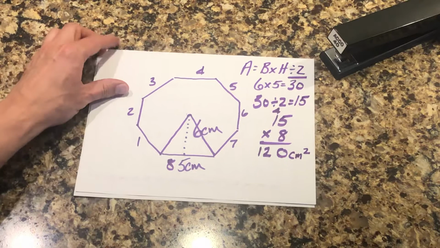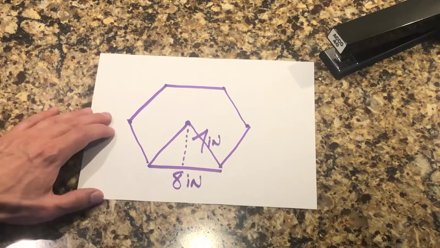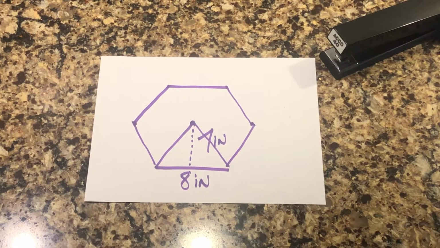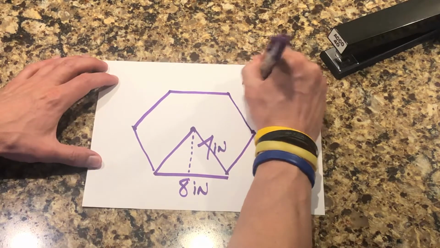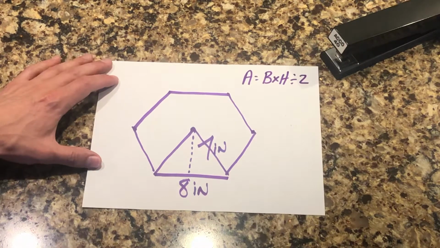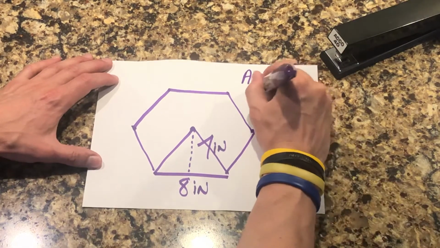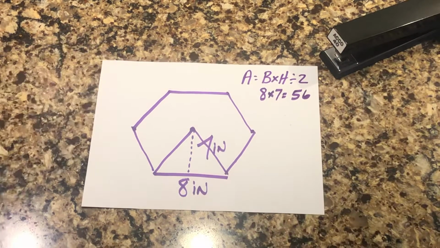The last example I have, if you count up the sides of that shape real quick, you would count up hopefully 6, and this is a hexagon. So again, I'm going to find the area of this one triangle within the hexagon. Base times height divided by 2. And the first step I'm going to do is I have a base of 8 inches, height of 7 inches. So 8 times 7 would come out to be 56.